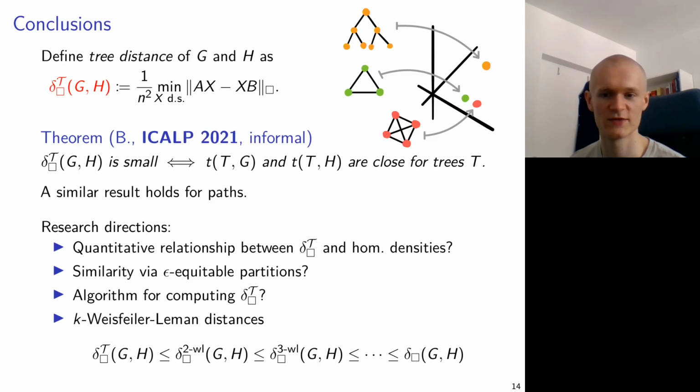This is also related to the next question. Can you somehow turn color refinement into an algorithm for computing the tree distance? So we know the tree distance with the spectral norm can be computed using these convex optimization techniques. Can you somehow find a direct algorithm for computing it? And finally, something that I've been working on are these k-Weisfeiler-Leman distances. So the k-Weisfeiler-Leman algorithm is a generalization of color refinement which colors k-tuples instead of single vertices, and you can actually generalize this to graphons and then use our theorems to obtain a hierarchy of these similarity measures.